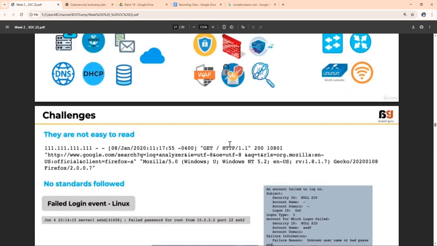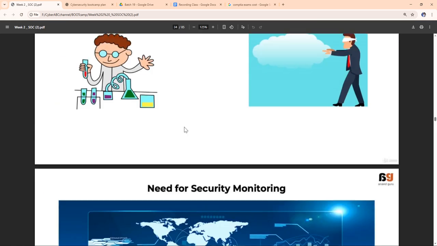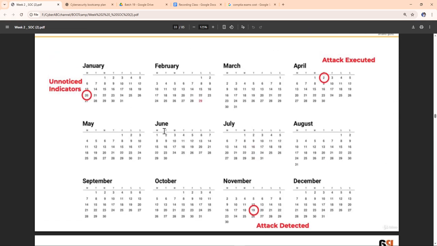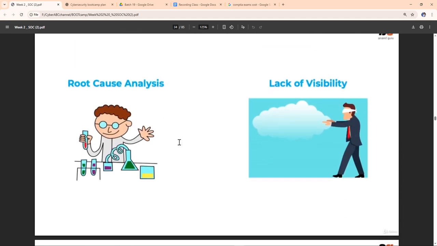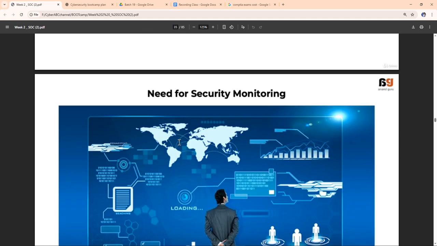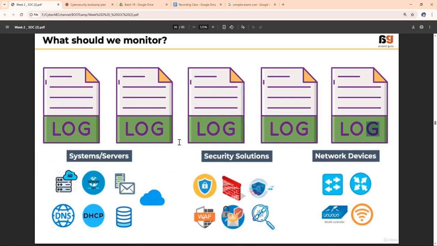Okay, another challenge came up. Remember, we are talking about how SOC came to be. We found out that things like this could happen and nobody saw it. Then we said, okay, the problem is nobody was looking. Now let's start monitoring. Then we said, okay, what are we going to monitor? We said we are going to be monitoring the logs of the system, servers, the security solutions, everything. Let's monitor the logs.